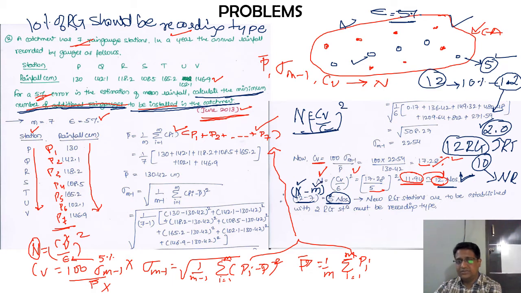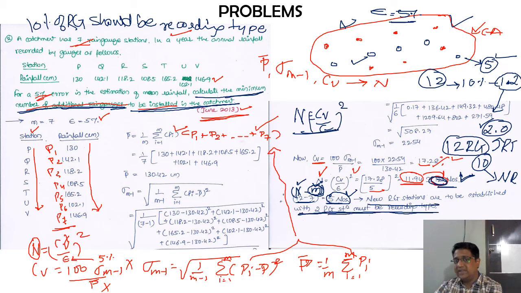Capital N is the number of rain gauge stations required, and M is the number of existing stations which are already available in the catchment area. So here 5 will be your answer. But apart from this 5, that is one part. As I have written here, 2 rain gauge stations must be of recording type.